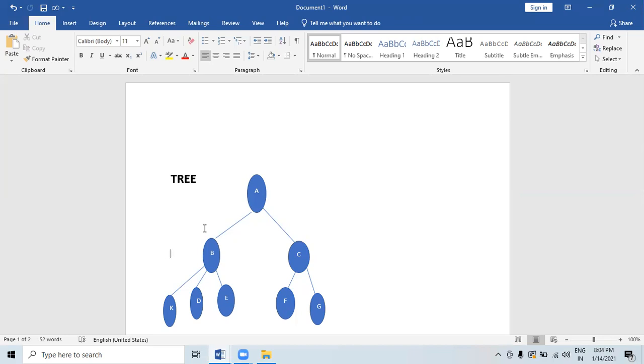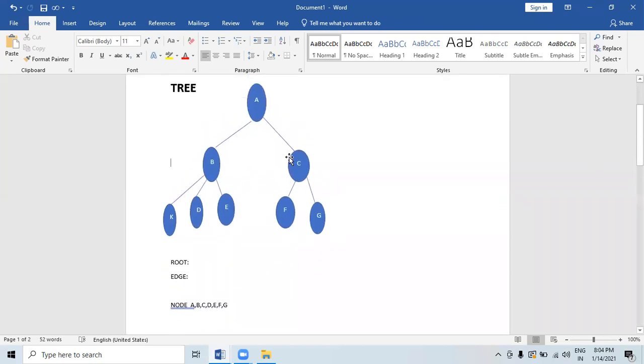So root, we will revise this point again. In a tree data structure, the first node is called the root. Every tree must have a root node. हर एक ट्री में रूट नोड होता है. Root node is the origin of the tree data structure. In any tree, there must be only one root node. We never have multiple root nodes in a tree. हर एक ट्री में एक रूट नोड होता है.